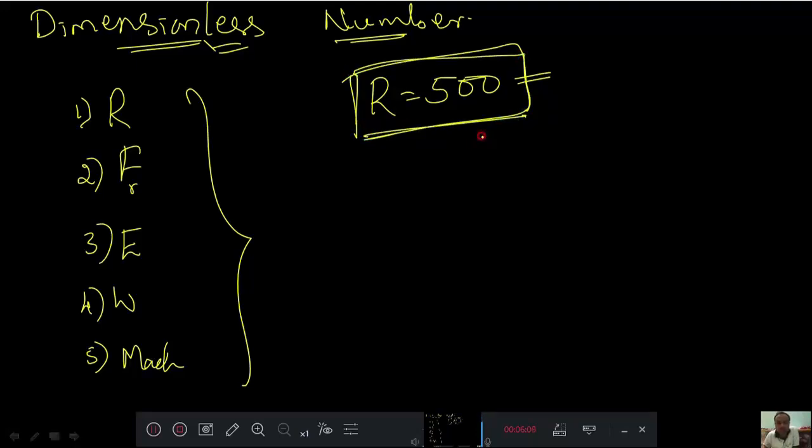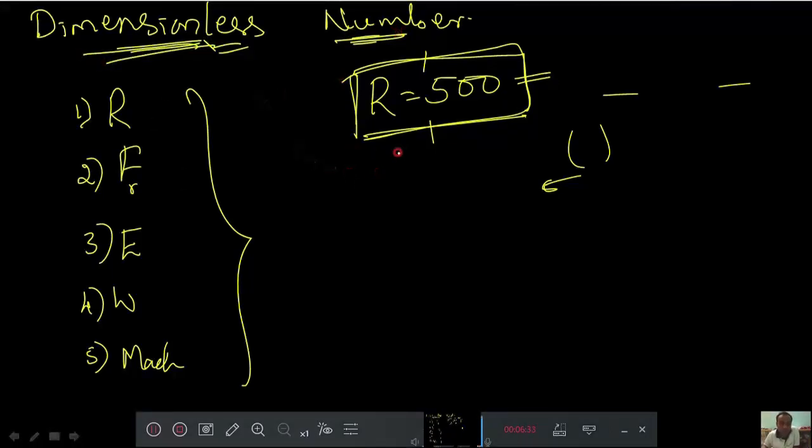How exactly is that estimated? Reynolds knew that, and he told us that if the Reynolds number is between this and this, the fluid behavior is like that. If the Reynolds number is less than a particular number, then the fluid behavior is like this. Like that he concluded something from his experiments. They are called dimensionless numbers.